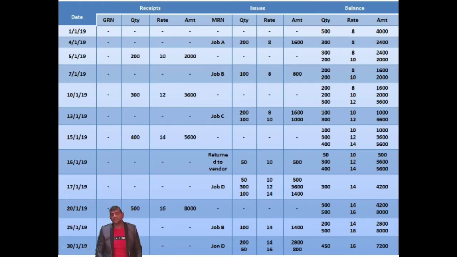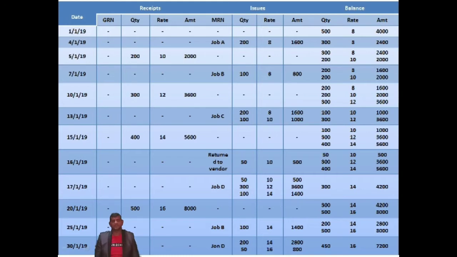Copy the balance of 4/1/2019, that is 300 units at rupees 8 per unit, that is 2,400 rupees, and 200 units at rupees 10 per unit, 2,000 rupees. So now we are done with the 5th January entry. So let us move further towards the 7th January 2019 entry.